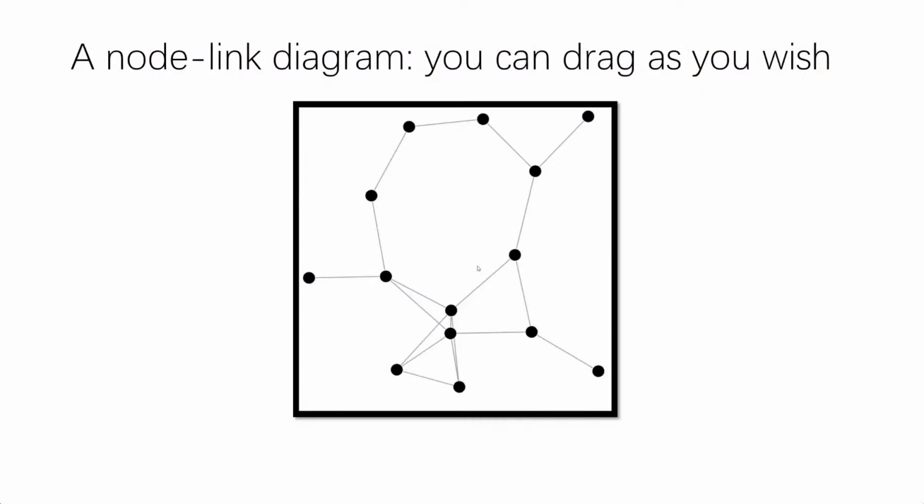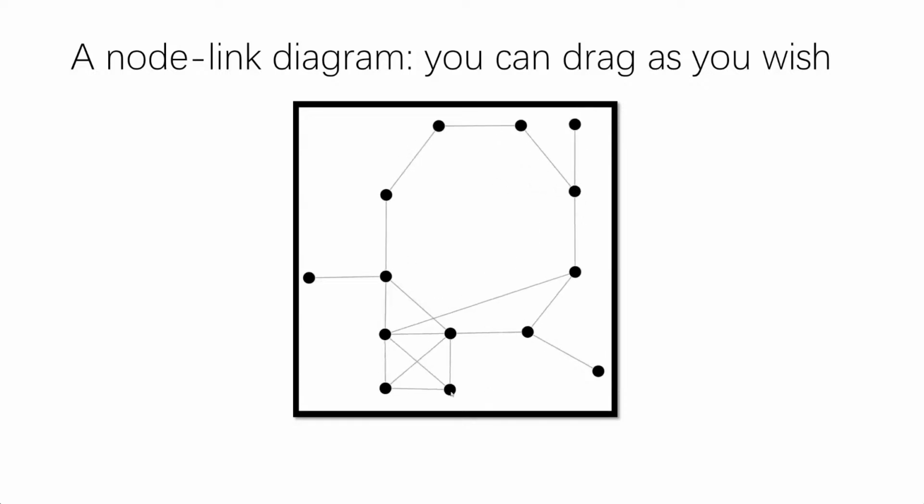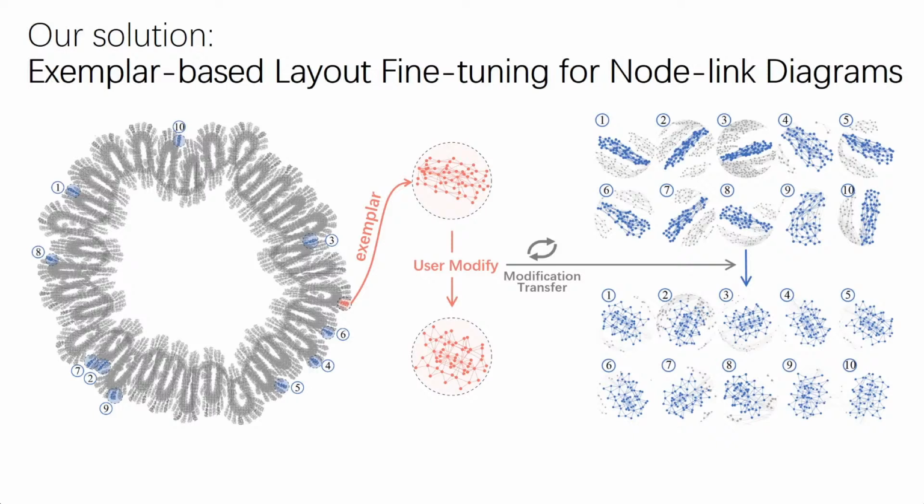Hi, everyone. It is a work about graph visualization. With one node-link diagram, dragging a node can change the layout of the diagram as you like. But how about more diagrams? Dragging nodes can be laborious. Please come to our talk about exemplar-based layout fine-tuning for node-link diagrams. We will give you our ideas.